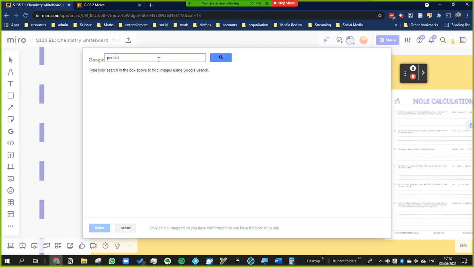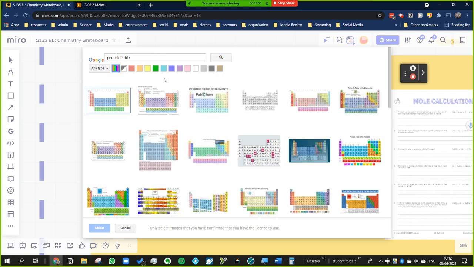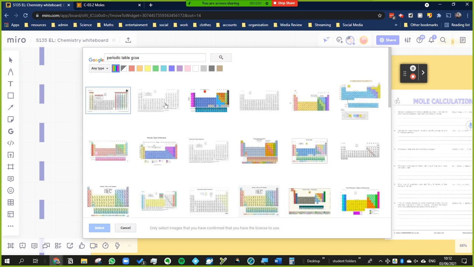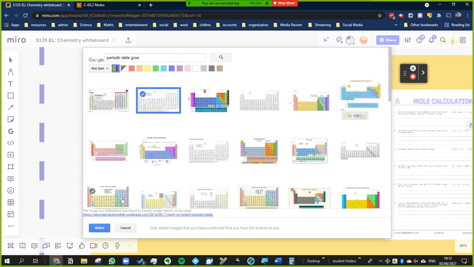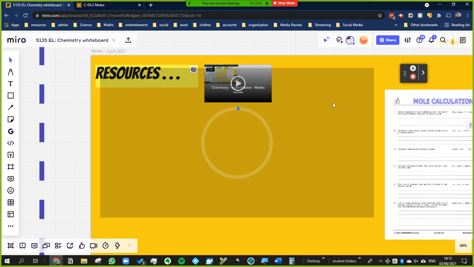If I type in periodic table, what I get whenever you search periodic table, you get lots of different colourful periodic tables. Unfortunately, quite a lot of them are not much use. If you type in GCSE right afterwards, you always get better results, and you choose the one that's just in black and white, and it'll always be the one that you want.